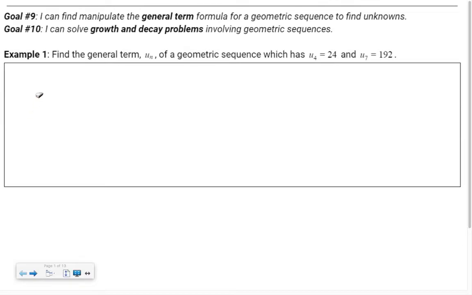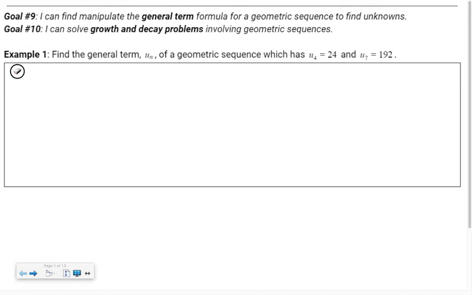Okay, so up until this point, we've talked about the general term for geometric sequences, what geometric sequences are. Now we're going to learn how to solve problems involving geometric sequences. In example 1, it says find the general term, un, of a geometric sequence knowing that u4 equals 24, so the fourth term equals 24, and u7 equals 192.